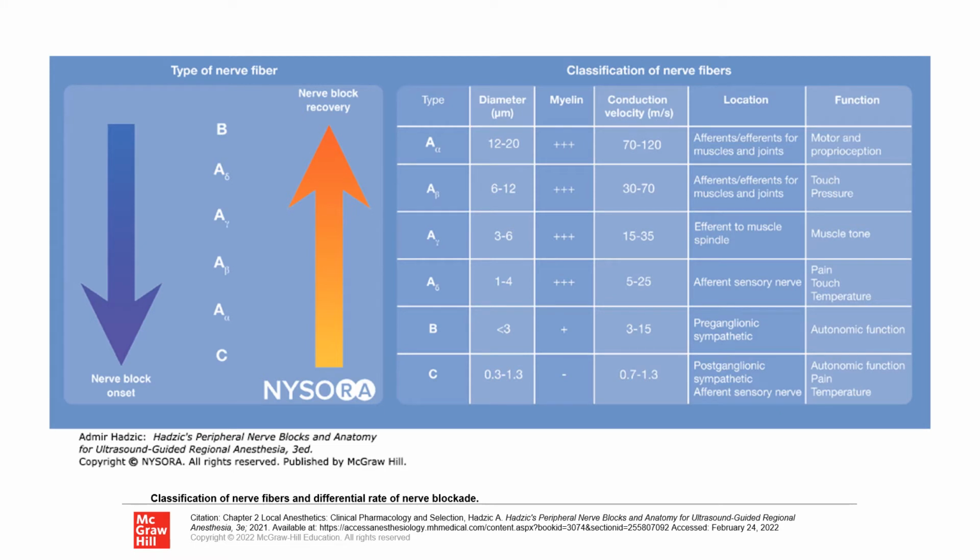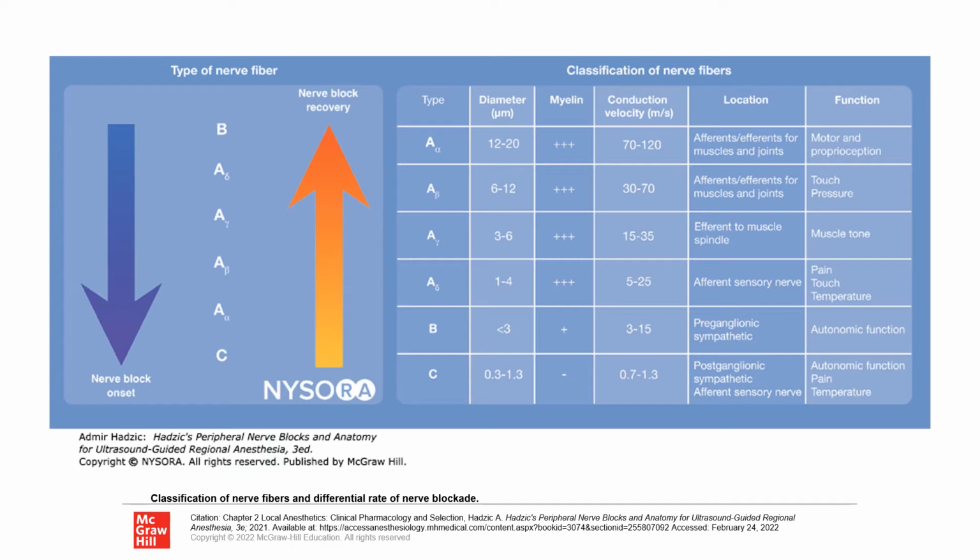This chart illustrates the point that I was making. It lists the different types of nerve fibers and their functions, but more importantly, the differential rate of nerve blockade and recovery that's expected from local anesthetic administration. So as we discussed earlier, smaller diameter nerve fibers and myelinated fibers are more susceptible to local anesthetic action due to a decreased surface area block of voltage-gated sodium channels that's required to effectively inhibit nerve impulse conduction.